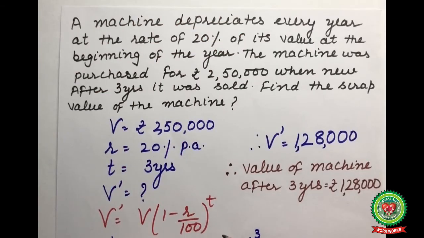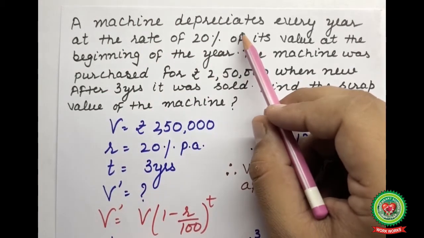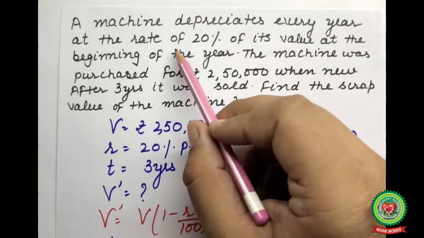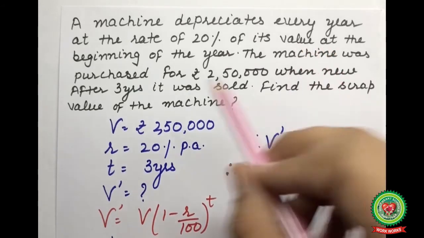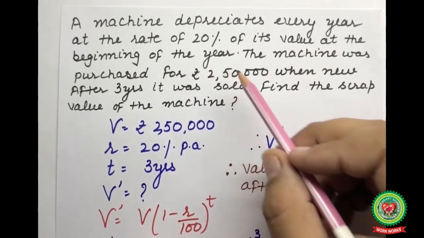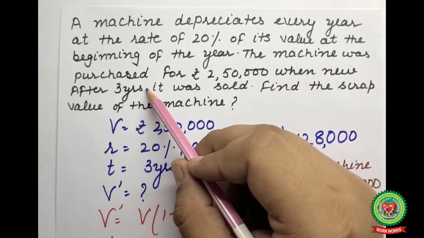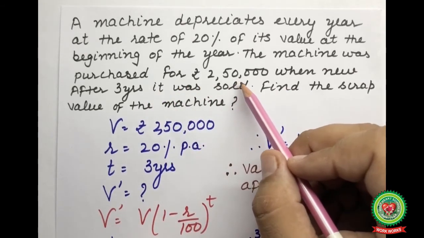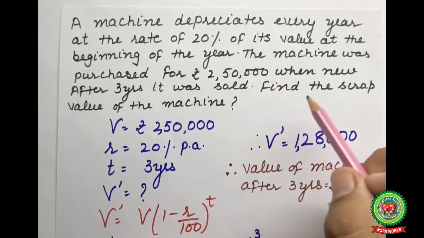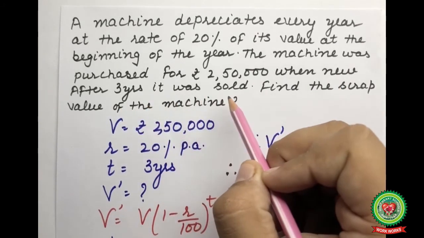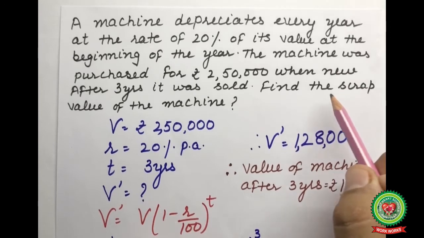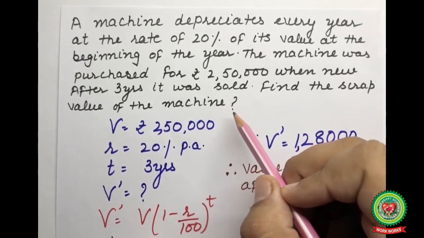The second example is a machine depreciates every year at the rate of 20% of its value at the beginning of the year. The machine was purchased for rupees 2,50,000 when new. After 3 years, it was sold. Find the scrap value of the machine.